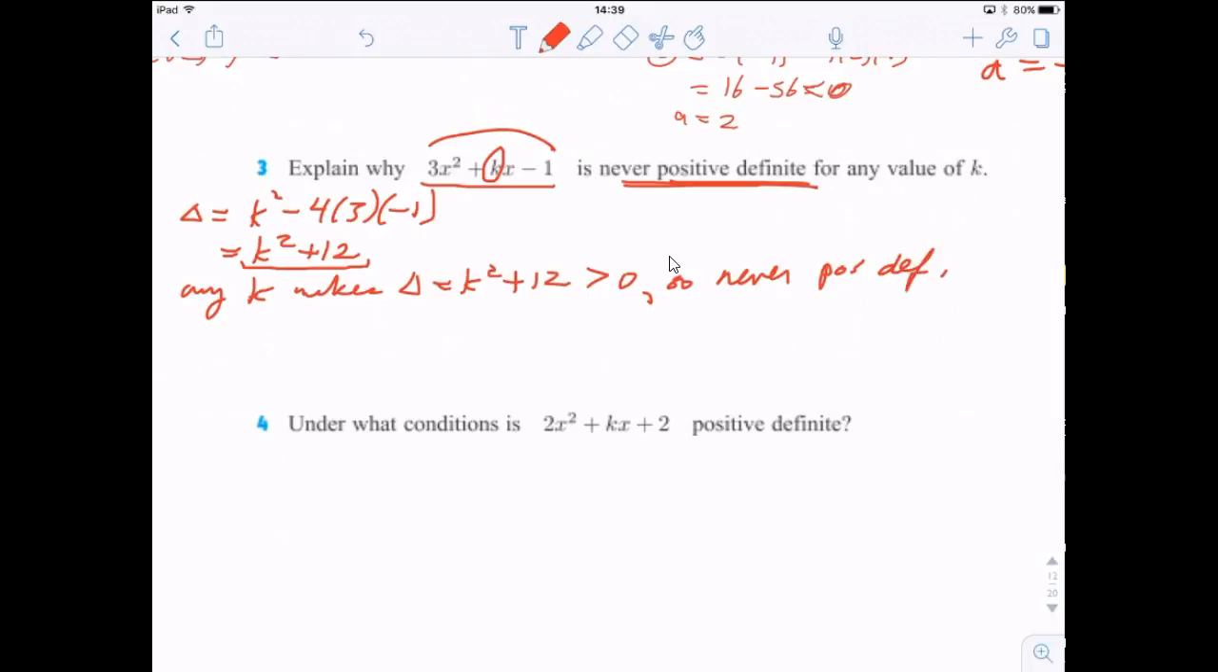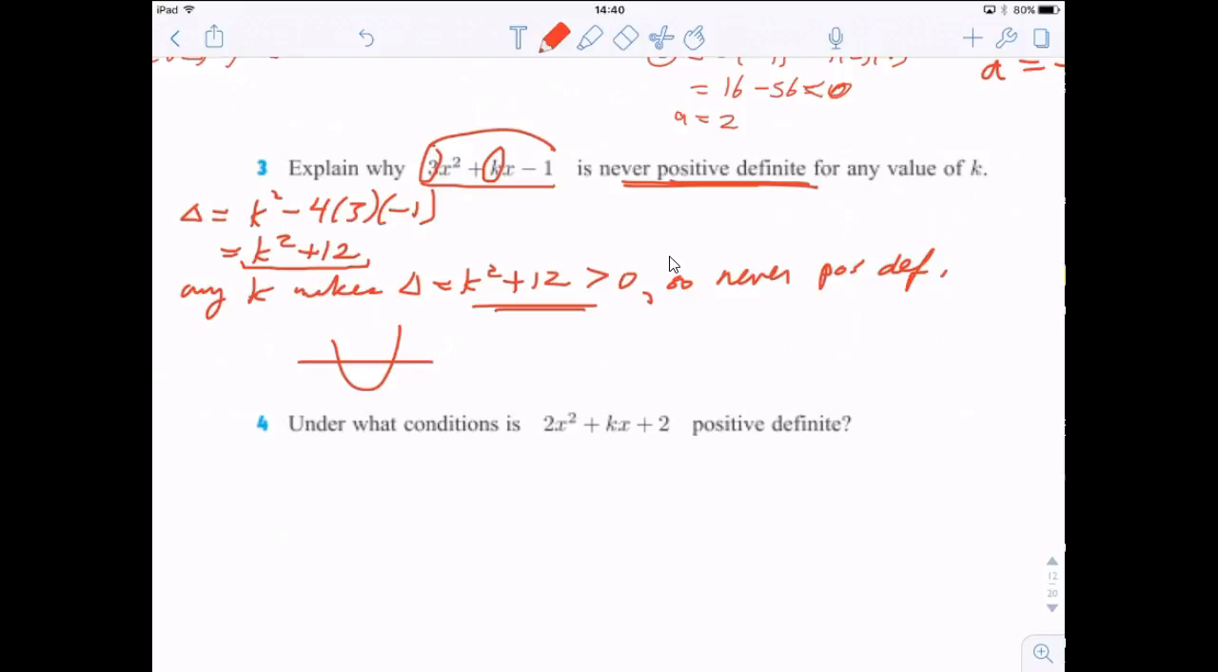By the way, also never negative definite, right? Because if the discriminant is positive, it's not going to be positive definite or negative definite. It's just that we know there's no chance of it being negative definite because the a value is positive, so it opens up, okay? So we know that since the discriminant is greater than 0 and it opens up, it's always going to look like this. It's always going to cross the x-axis at 2 points, okay? The discriminant can also never be 0, so we know that it crosses at 2 points.